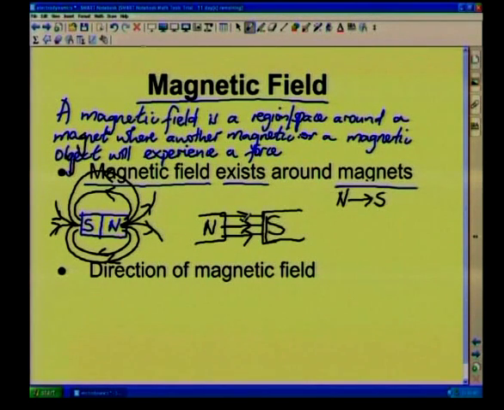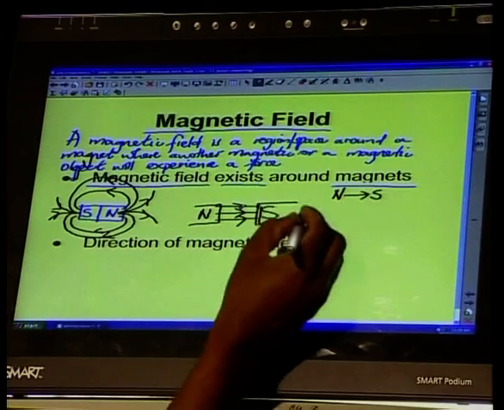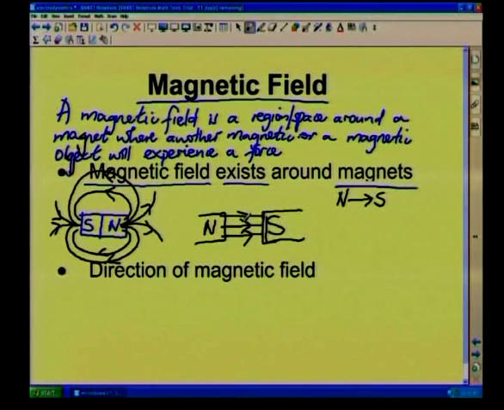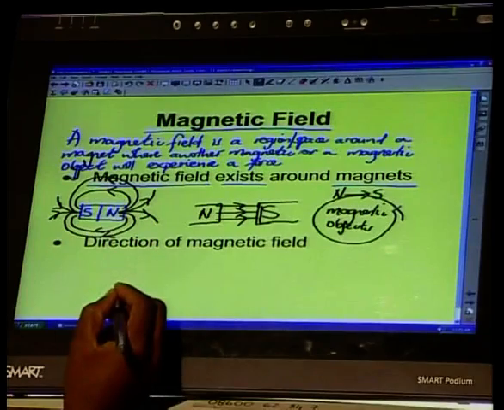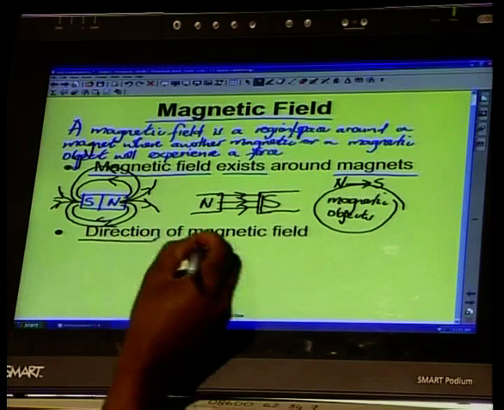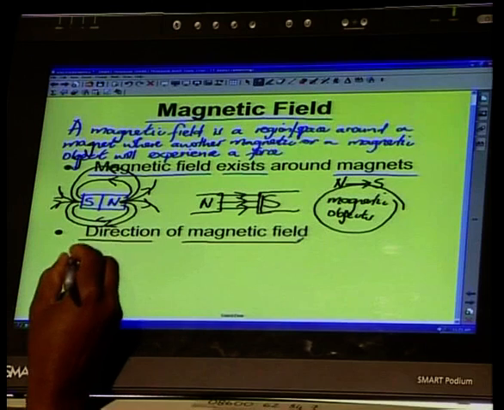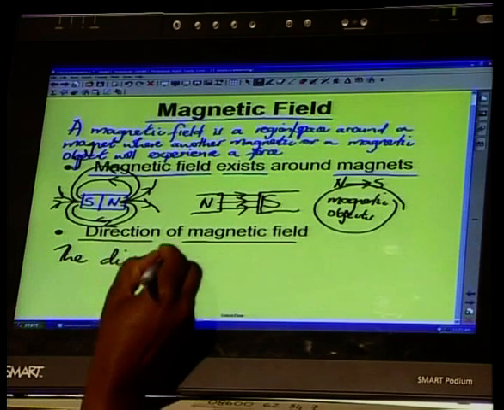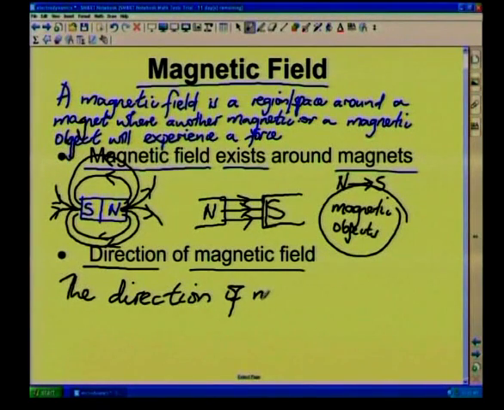Now, the magnetic field around these magnets will be detected, or we will know there is a magnetic field existing if we bring another magnet or a magnetic object, okay, like a piece of nail, magnetic objects. So these will help us to see if we've got a magnet around, and we will know that when this magnetic object experiences a force. Now, this part here, talking about the direction of the magnetic field, I've already explained that. I said the direction of the magnetic field is from north to south.